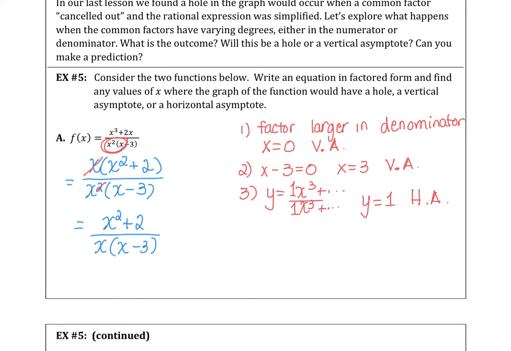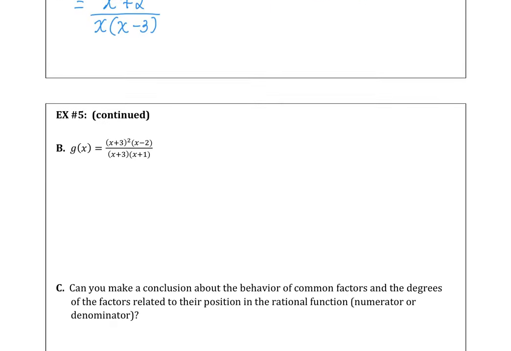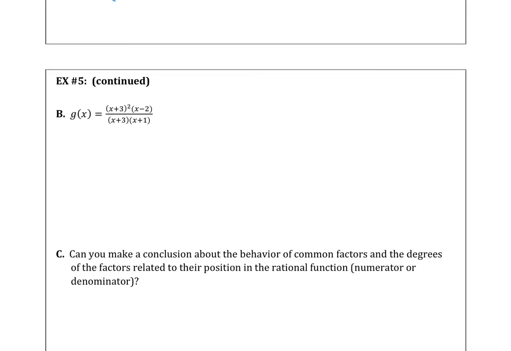Let's look at part B and see if we can determine the features of that. So it looks like you can eliminate the x plus 3 in the bottom and one of those in the top. What happens when the factors are larger in the numerator? Factors are larger in the numerator. What does that tell us? That negative 3 is going to be a hole in the graph.